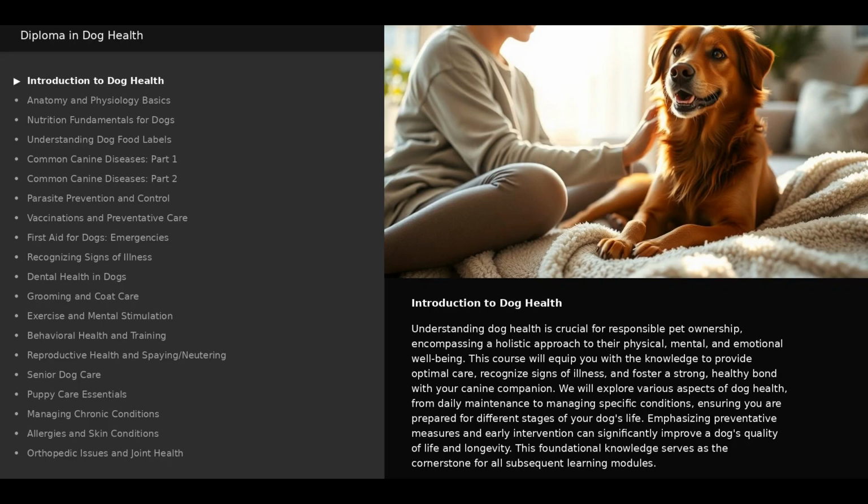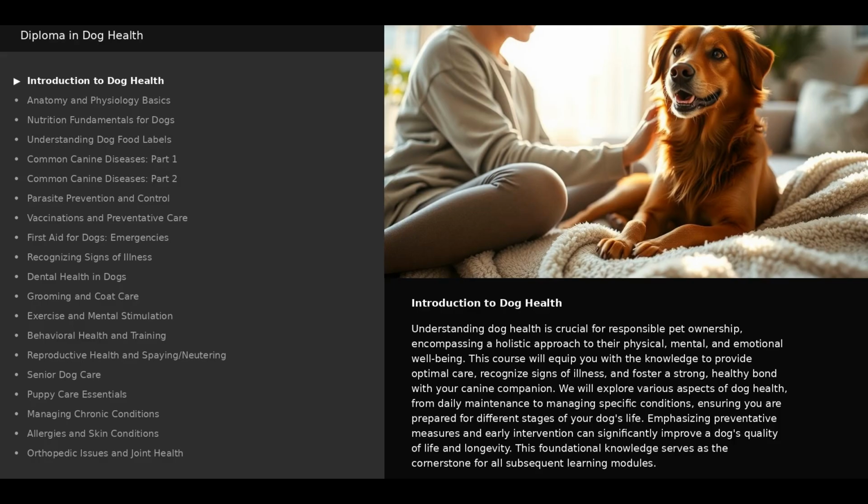Introduction to dog health. Understanding dog health is crucial for responsible pet ownership, encompassing a holistic approach to their physical, mental, and emotional well-being. This course will equip you with the knowledge to provide optimal care, recognize signs of illness, and foster a strong, healthy bond with your canine companion.